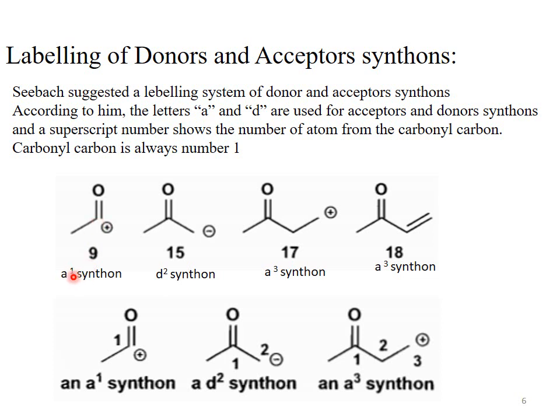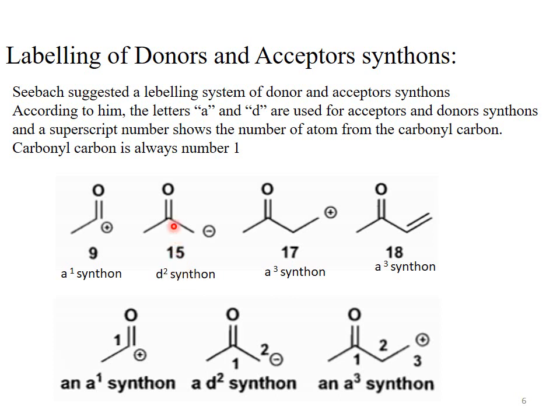See these compounds. This is the carbonyl carbon. The carbonyl carbon is carrying a positive charge, and remember, the carbonyl carbon is always number 1. So here the carbonyl carbon carrying a positive charge is acting as an electrophilic center. So this is an acceptor synthon. Which position of the compound will act as electrophilic center? That is position 1, the carbonyl carbon. So this is called an A1 synthon.